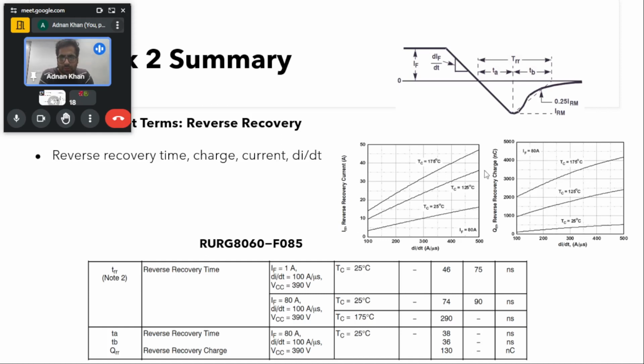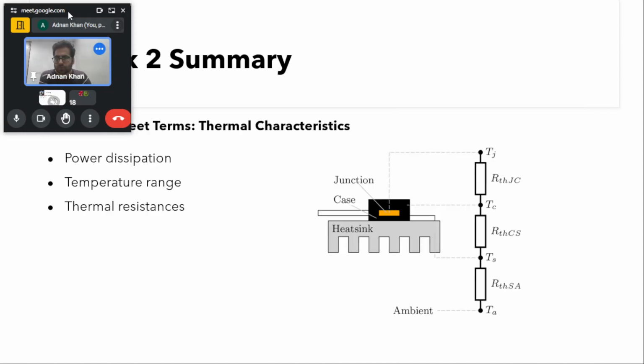Also, you can see the reverse recovery charge for different temperatures at different di/dt's for a particular current, because usually you have to see the particular reverse recovery current for your case. Let us say it is not 80 amps or 1 amp, then you have to curve fit the things and calculate as per your specifications, because not every data point is given in the data sheet. So by properly seeing these data sheets and graphs, you can calculate these things. So this was about the reverse recovery.